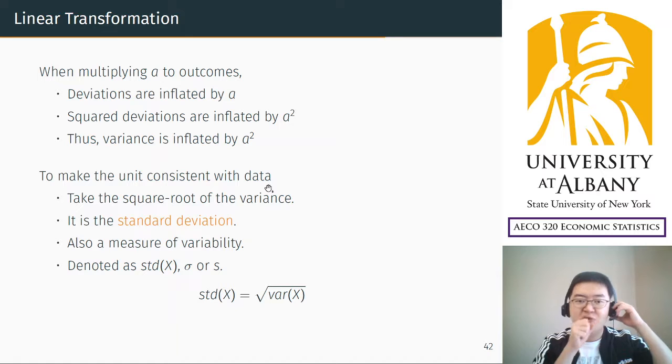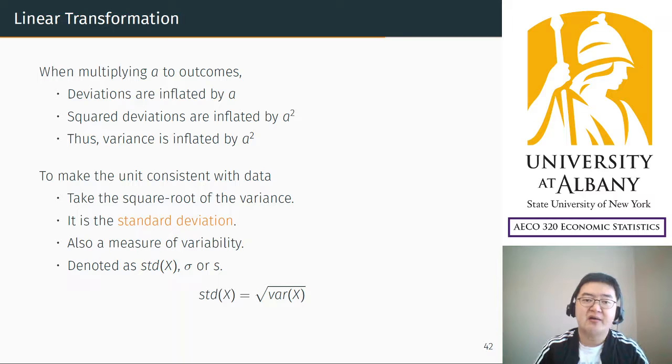Think about this. The reason is obvious. It's easy to understand why it happens. When you multiply a constant to all the outcomes, the deviations are inflated by a. The deviations are increasing at the same rate, but when you square them, the squared deviations are multiplied by a squared. This is the source of the problem. Because you have to square them, that's the step where the variance becomes a little bit awkward. So at the end, the variance is inflated by a squared.